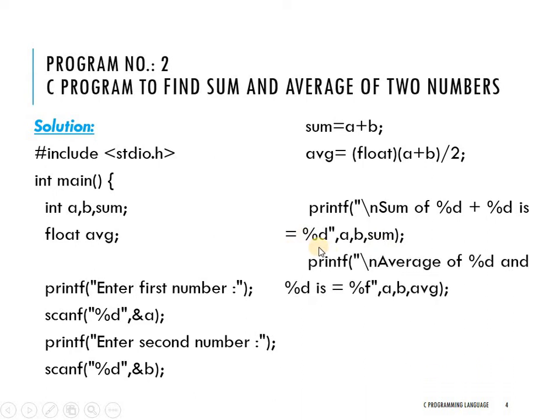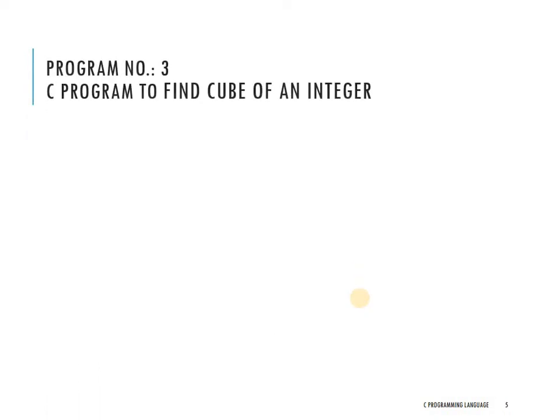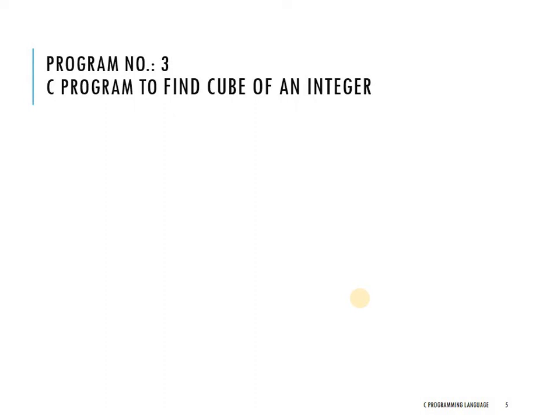And then the average will be displayed here. So this is the average of A and B, and then the average value will be displayed here. So this is how we can find the sum and average of two numbers. Next we are going to see how we can find the cube of an integer.